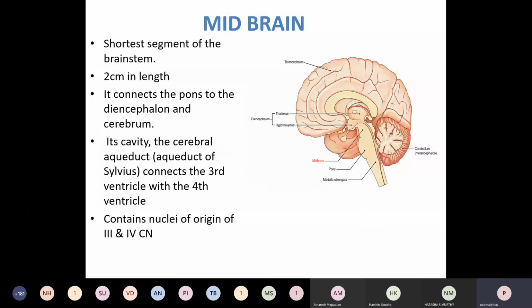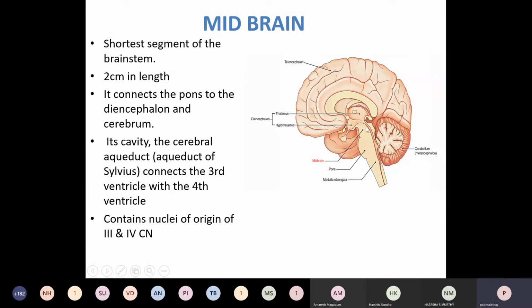Next, coming to the midbrain. The midbrain is the shortest part of the complete brainstem. It is very short, 2 centimeters in length. It connects the pons to the diencephalon and cerebellum. So in this picture you can see this is the medulla, this is the pons, and this is the midbrain. It is connecting to the diencephalon as well as towards the cerebrum.